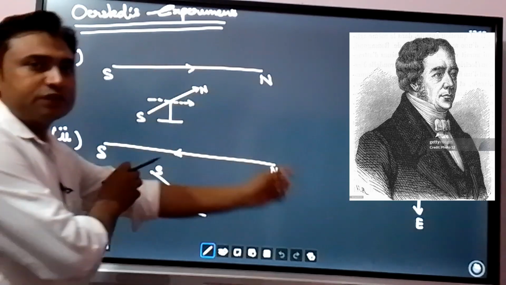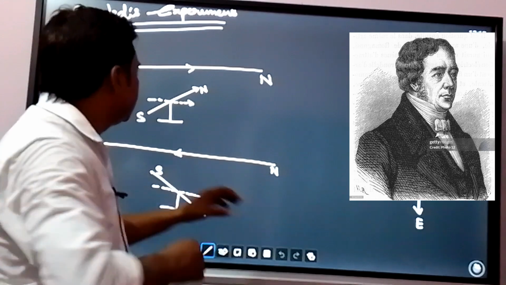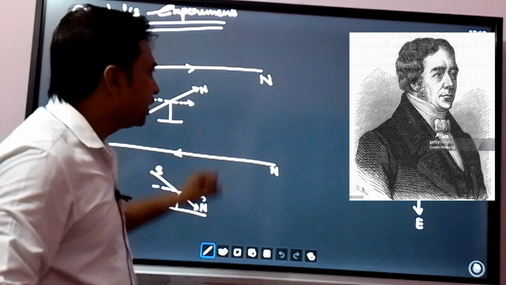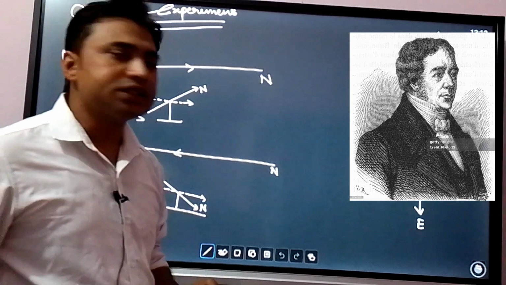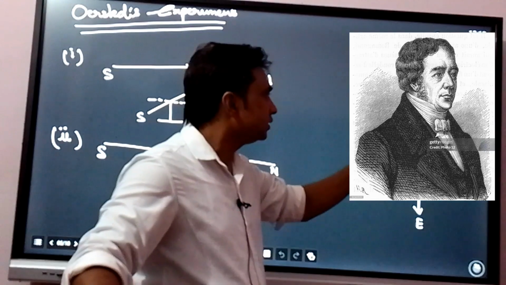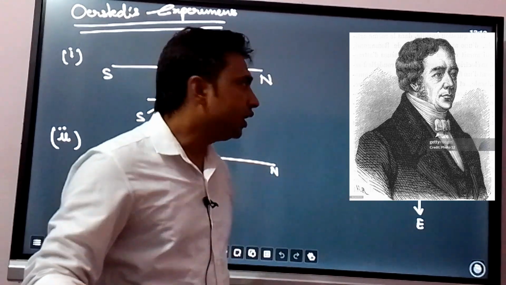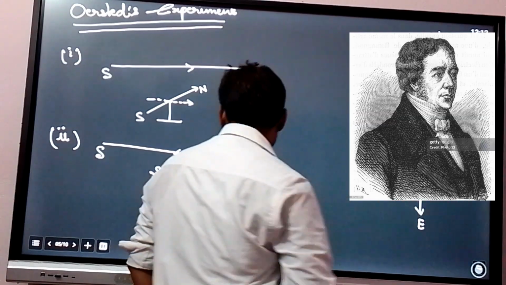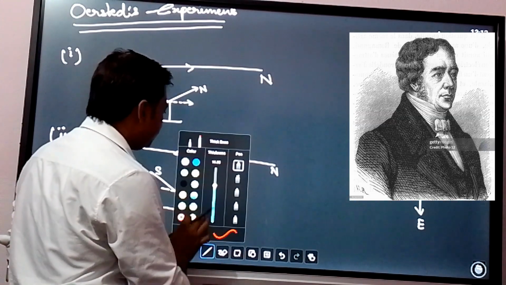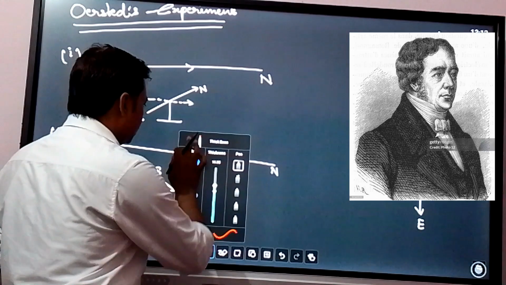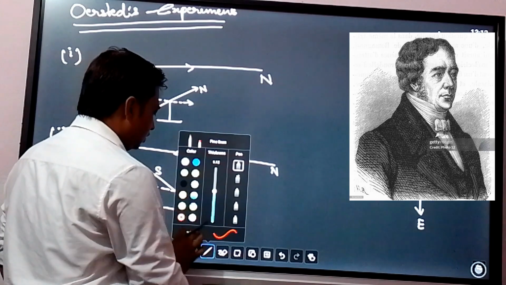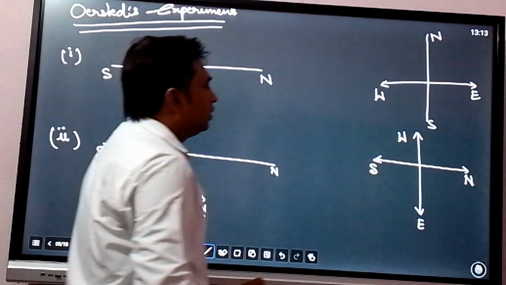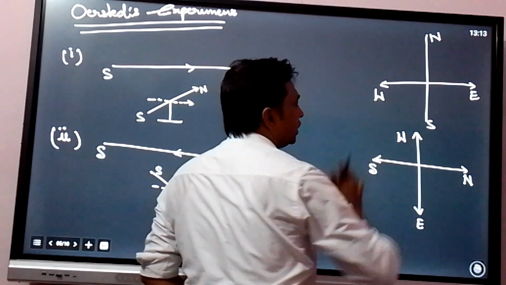So in this Oersted experiment, before studying this Oersted experiment, let us deal with some directions. On paper, we know that this is our east direction and this is our west direction. This is east, this is west.